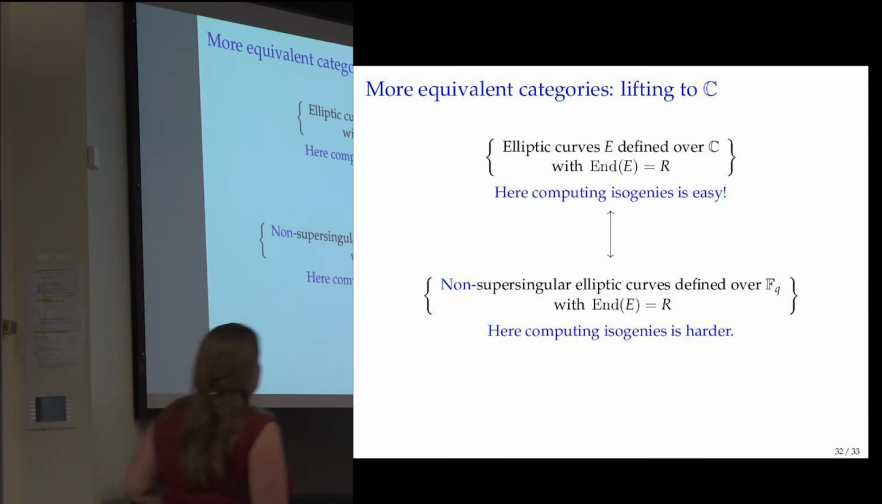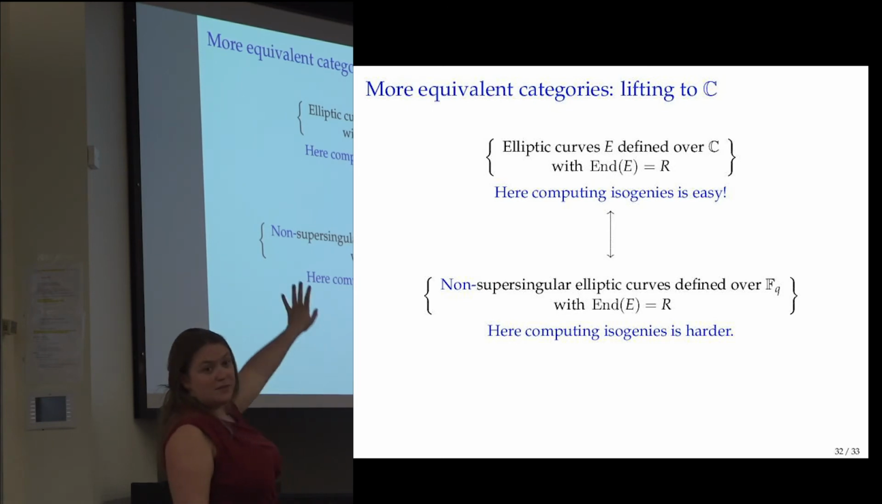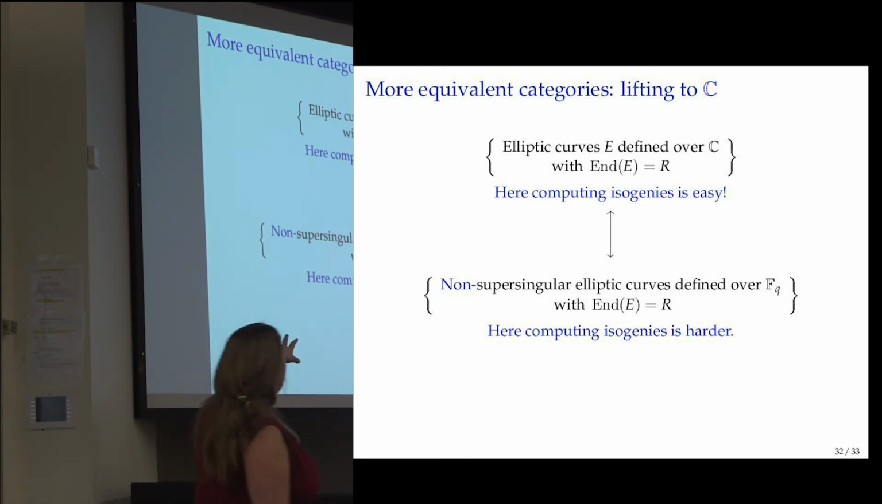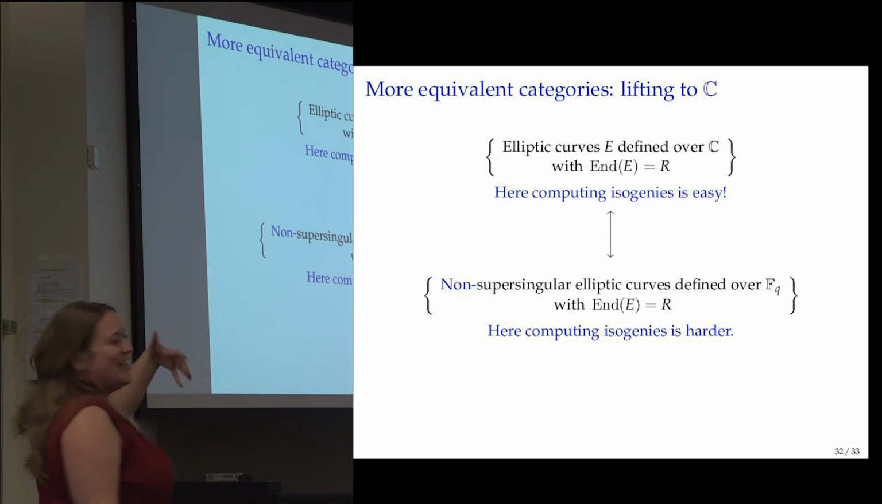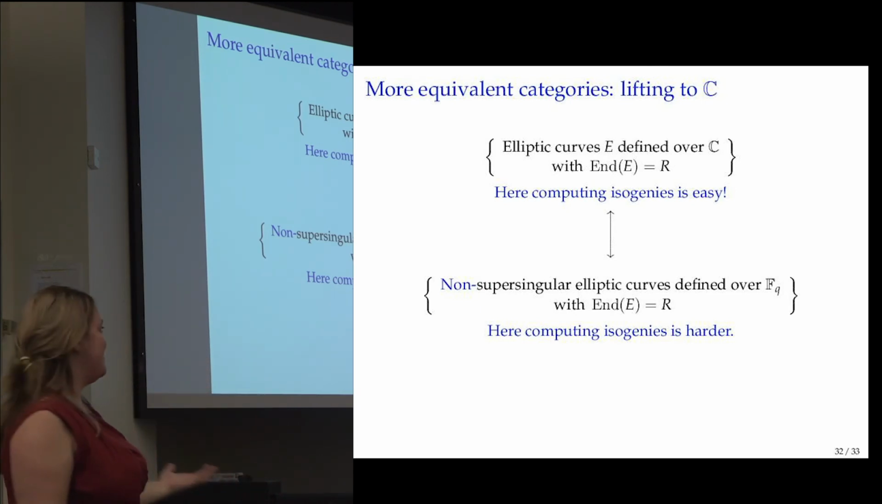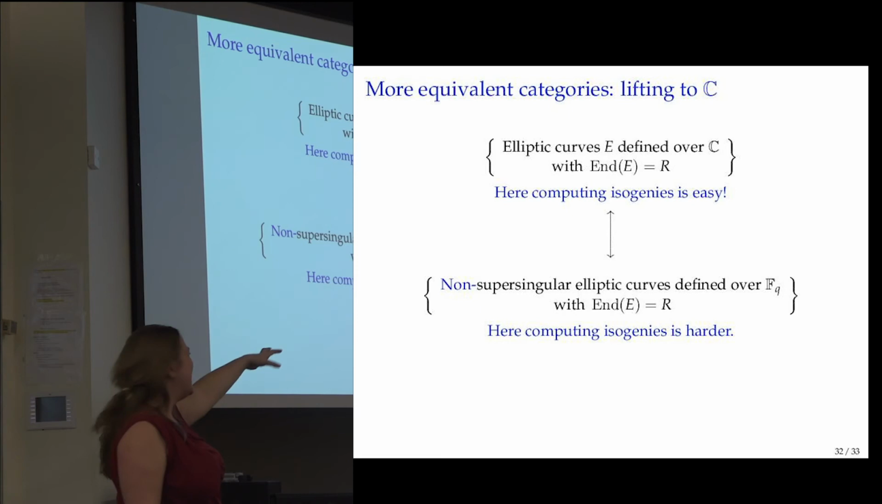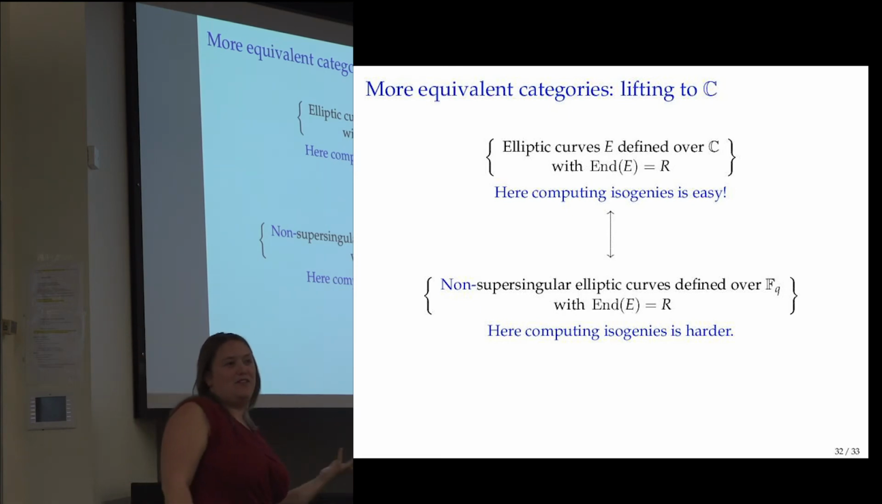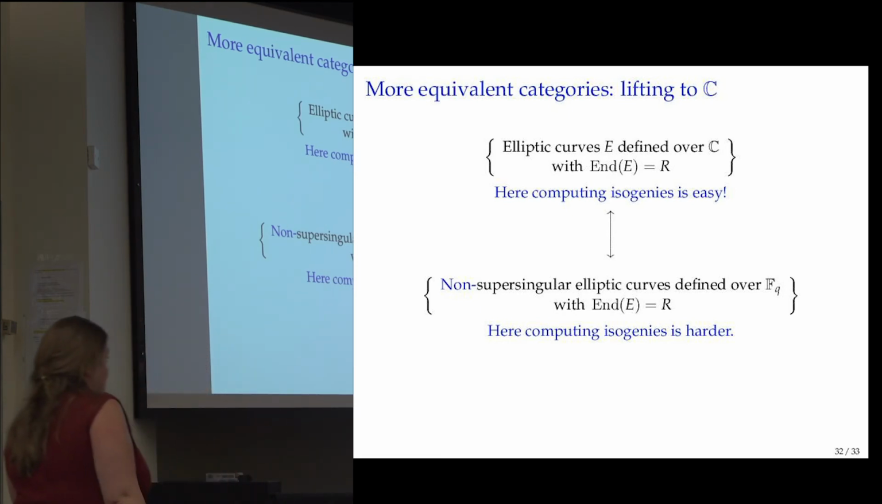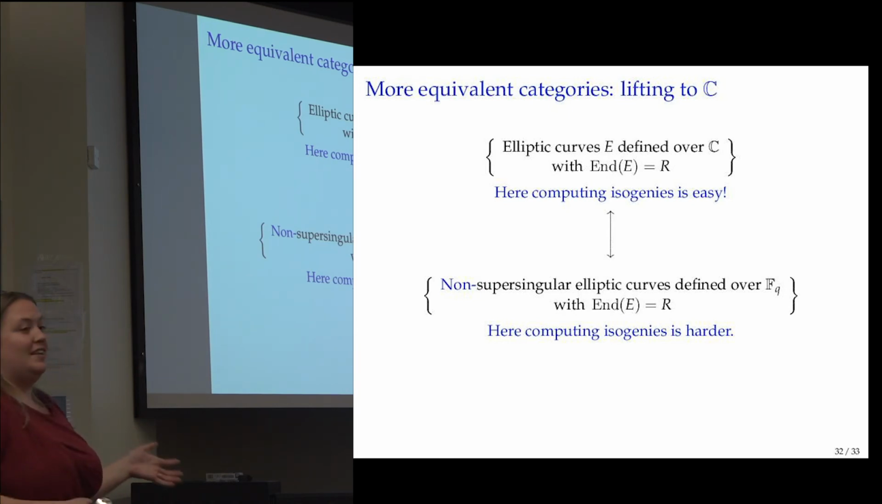And there's a really nice equivalence of categories with non-supersingular curves, which is exactly the ones that we are not interested in, defined over a finite field with the same endomorphism ring. And so these are almost the things we're interested in for cryptography. Computing isogenies there is much harder. So we thought, what if there's something similar that we can exploit for supersingular curves?